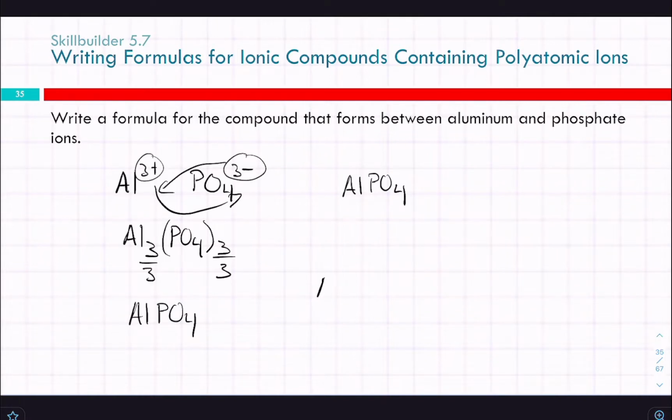And then again, because aluminum has a 3+ charge, we have 1 aluminum times that 3+. We have phosphate with a 3- charge. We have 1 phosphate times that 3-. So we get 3, -3. If we add those together, we get 0. So ultimately, what you're doing is balancing the charges. An easier way to do that sometimes is the crisscross method.